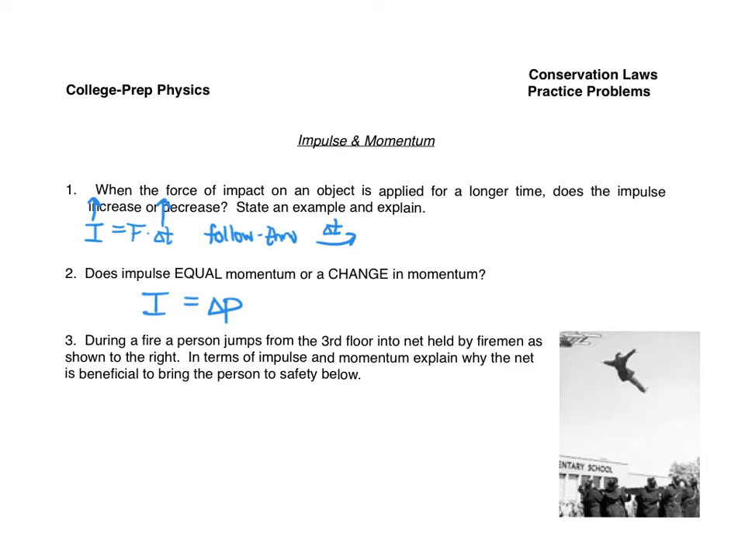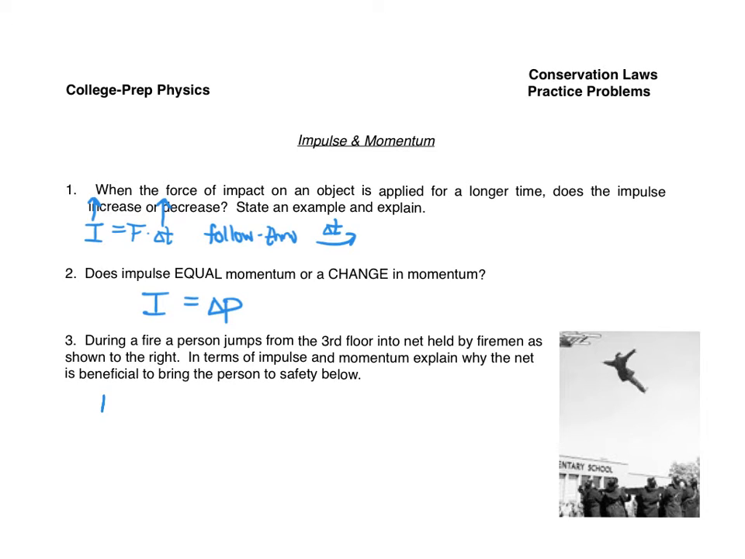Okay, number 3, during a fire, a person jumps. This person's jumping, they've got the net right here, and they're going to be fine, right? Why is the net beneficial?